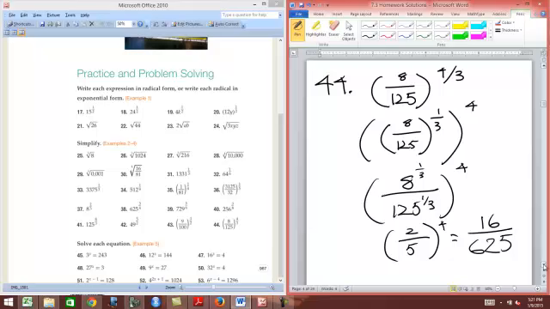Okay, 8 over 125 raised to the power of 4/3. So we got 8 over 125 to the 1/3 raised to the 4th power. Now we're going to distribute this 1/3 to the numerator and denominator. We have 8 to the 1/3 over 125 to the 1/3, to the 4th power, which is 2 over 5 to the 4th power. So it's 2 to the 4th over 5 to the 4th, which is 16 over 625.